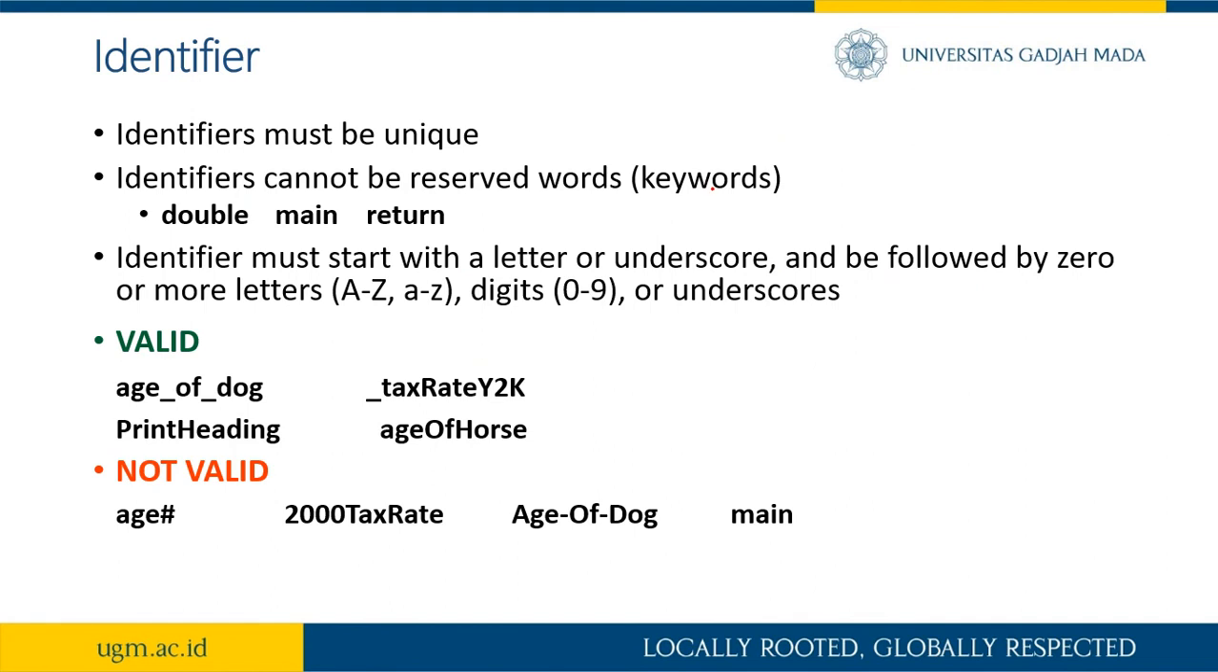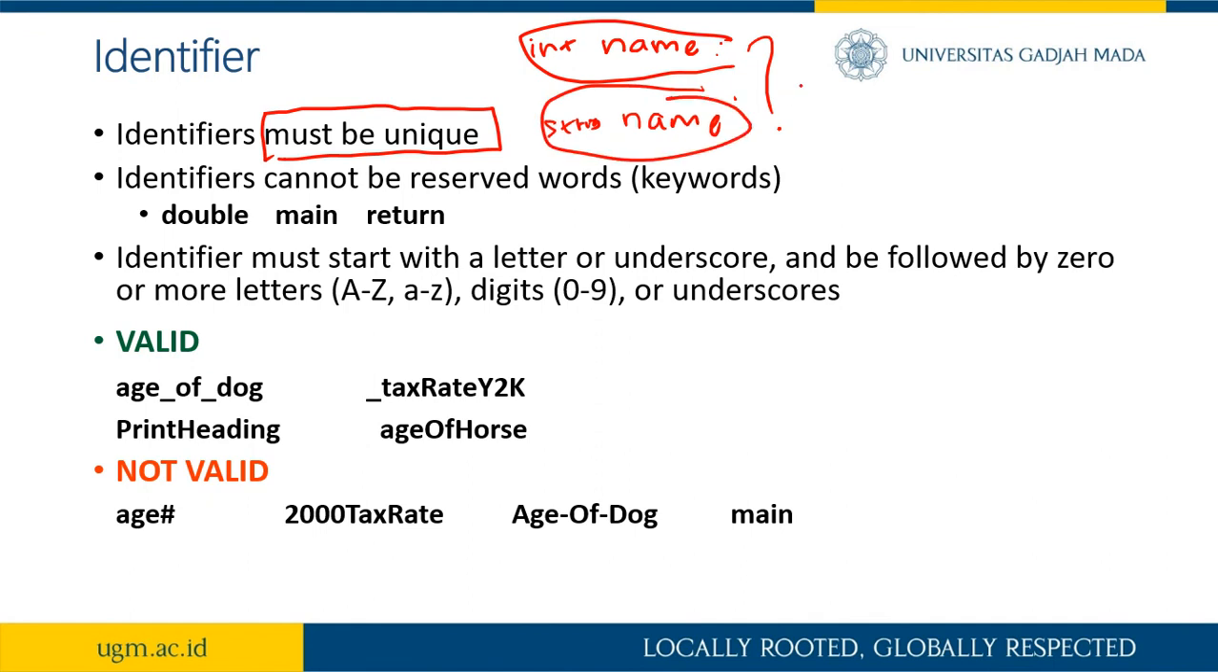Okay, so here we go with the identifier constraints, or the rules when you are using an identifier. The first one, it must be unique. You can't create identifiers that have the same name. For example, you create an integer name, and then last you also create a string name. So it will make the program confused. Which name do you call? The name this one or the name with this one? So don't make the program confused.